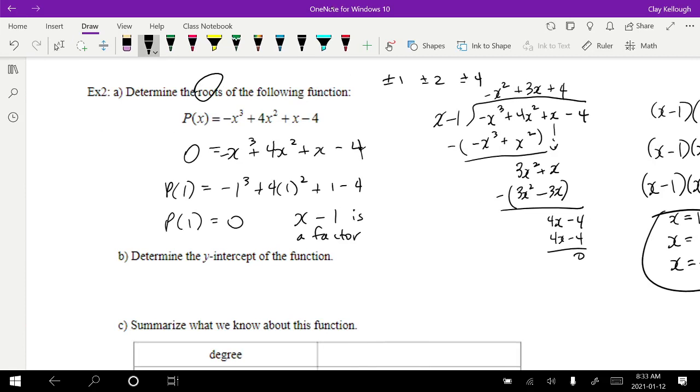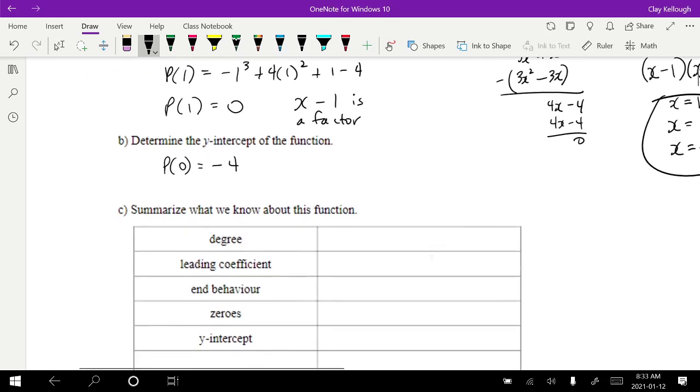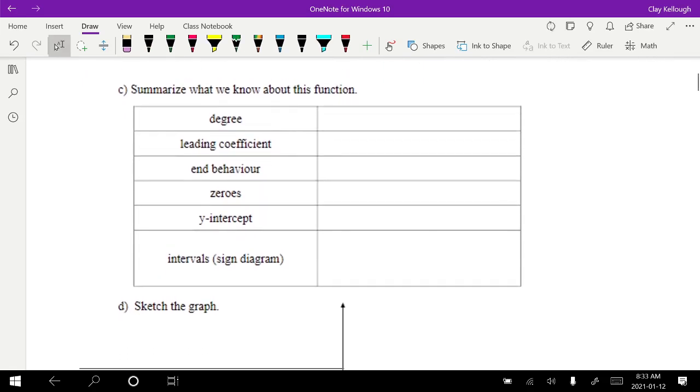The y-intercept's easy. The y-intercept happens when x is 0. So basically I want p of 0, which is going to be -4. And then we put all of the information we now know about this function into this chart to summarize our knowledge of this function.